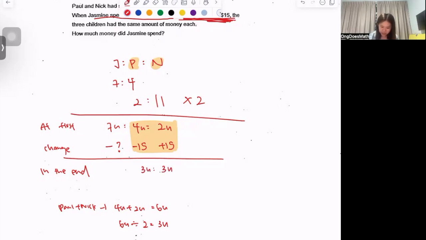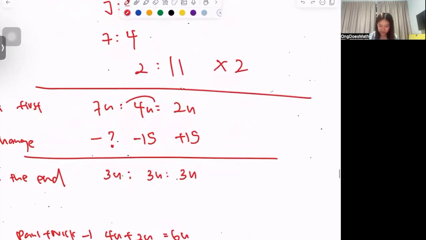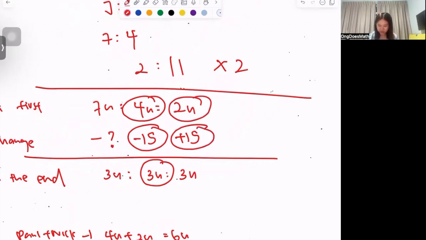And since Jasmine also has the same amount in the end, Jasmine is supposed to have 3 units. So can you see that everyone is supposed to have 3 units in the end? Which makes sense, right? Because 4 units minus 15 give you 3 units. 2 units plus 15 give you 3 units. Which means if we look at this, 4 units minus 3 units is 1 unit. So 1 unit is 15, right?